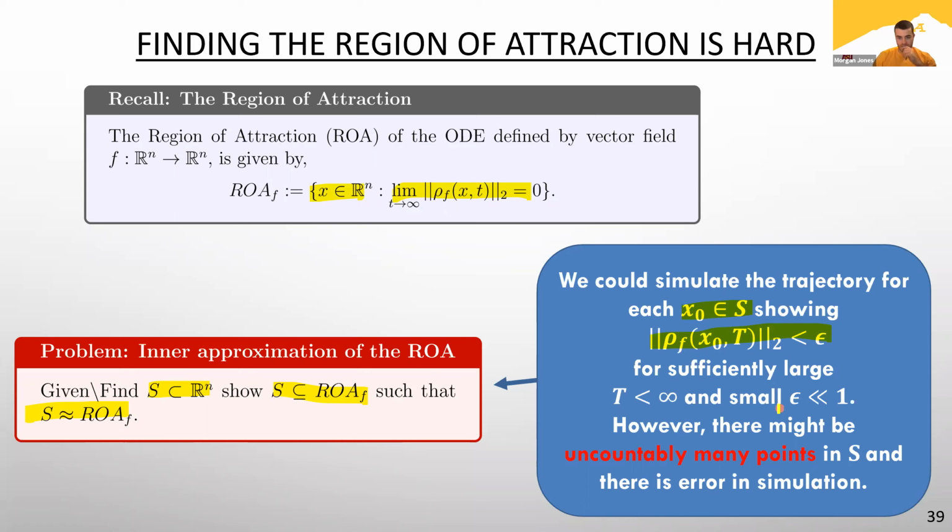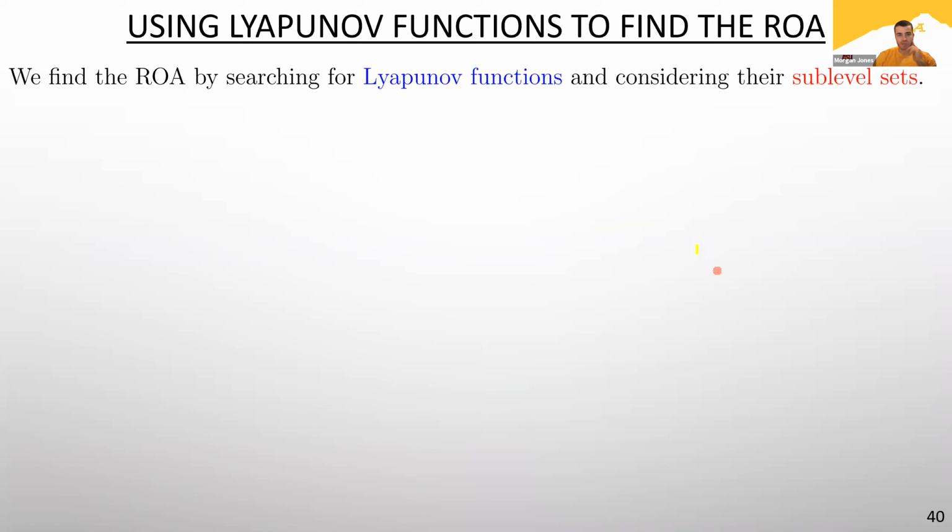close to the origin. But the problem with this is that there could be uncountably many points in the set S. So you can't simulate uncountably many things. And also there's an error in the simulation. So rather than relying on Monte Carlo simulations, we search for Lyapunov functions.